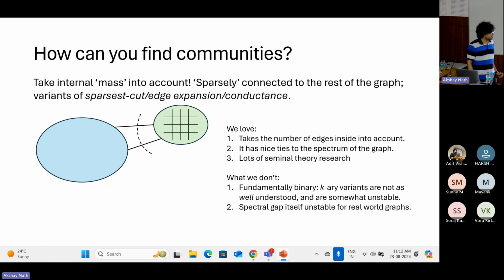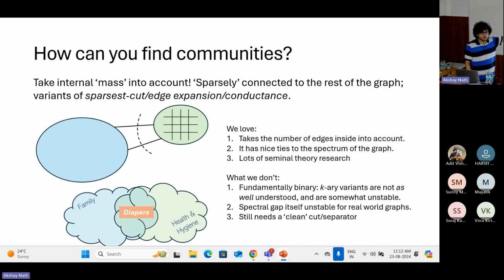And the spectral gap itself is kind of unstable for real-world graphs. You can add a little bit of noise to your graph, and the spectral gap gets completely destroyed and modified heavily. However, it still is the building block of a lot of methods. The other thing is it still needs some form of a clear separator.